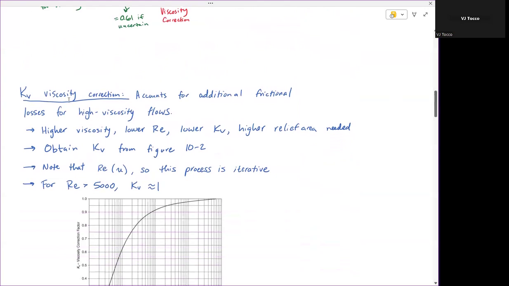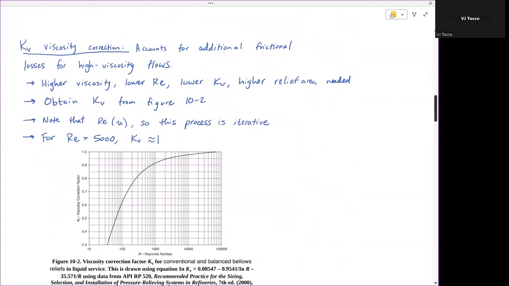Starting with KV, the viscosity correction. This is going to account for additional frictional losses for high viscosity flows. So the logic is if you have higher viscosity, you have lower Reynolds number, lower KV, and a higher relief area is needed. So if the flow is moving kind of slower is how I like to think of it. Because of the viscosity, you need a greater relief area.